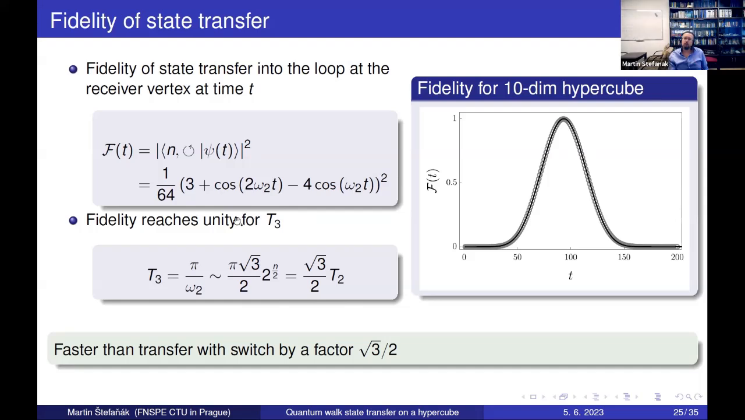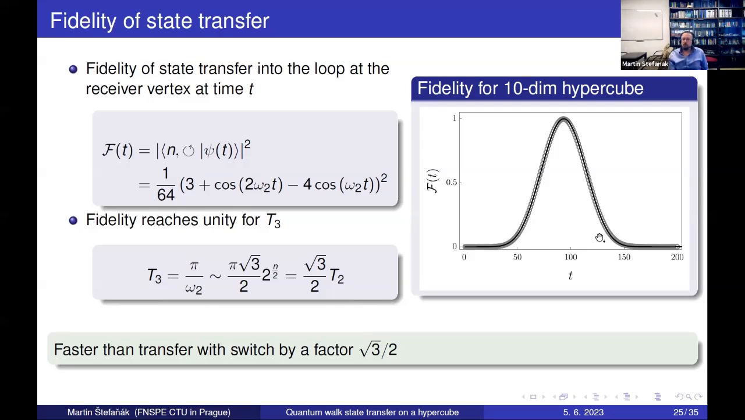And it reaches 1 when the number of steps is pi over omega 2, which is now faster than what we had when we utilized purely search for one vertex. There the runtime was t2, and now this is shorter by this factor square root of 3/2. So we can reach the antipode vertex faster than just by doing the search for one vertex and then switching the marking from one vertex to another.